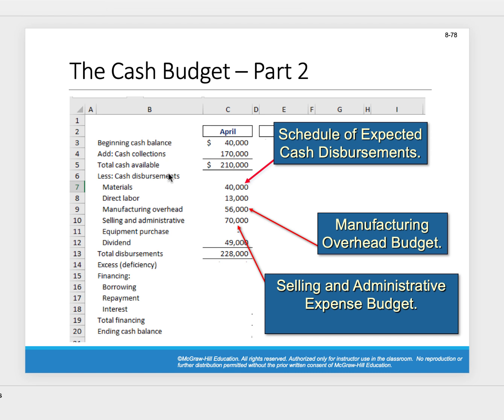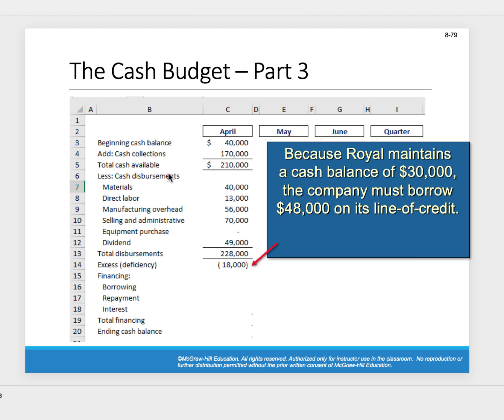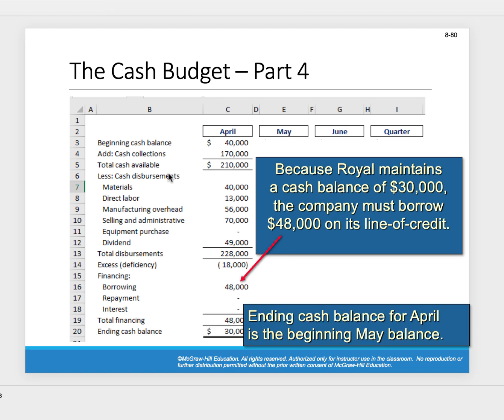Okay. So our total disbursements are $228,000. We have a negative balance of $18,000 in our cash account. It's okay. We got a line of credit. We are going to borrow enough to get us to that $30,000. Okay? So we're going to borrow $48,000 from our line of credit. Notice we put that in our financing charges, right? Borrowing $48,000. So that means that the ending cash balance is $30,000.